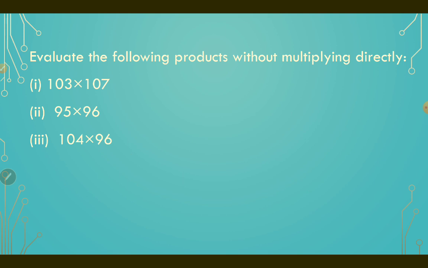Evaluate the following products using multiplication without multiplying directly. So this can be written as 100 plus 3, and this can be written as 100 plus 7. We know the identity (x plus a)(x plus b), that is nothing but x square plus (a plus b) into x plus ab.